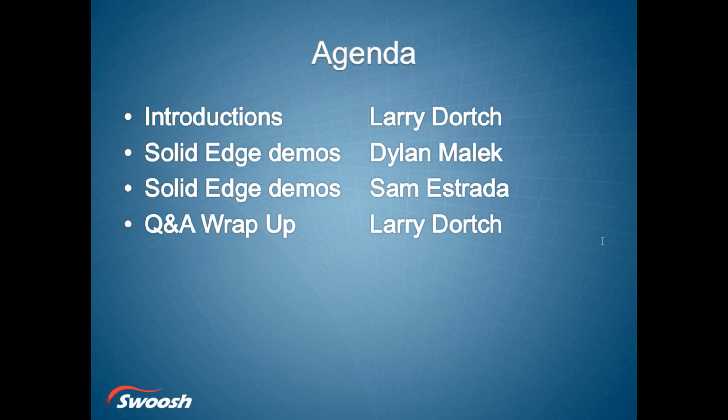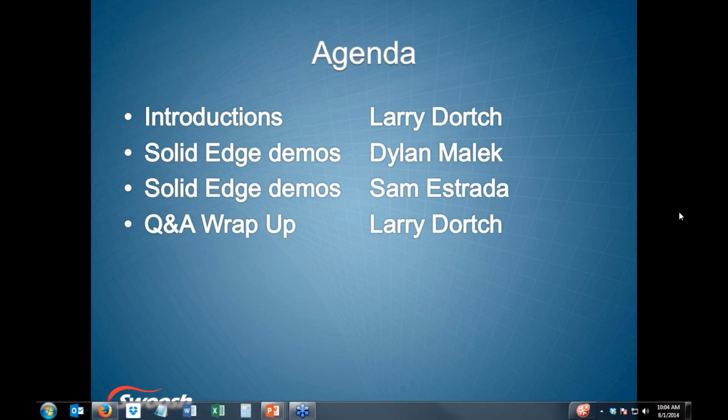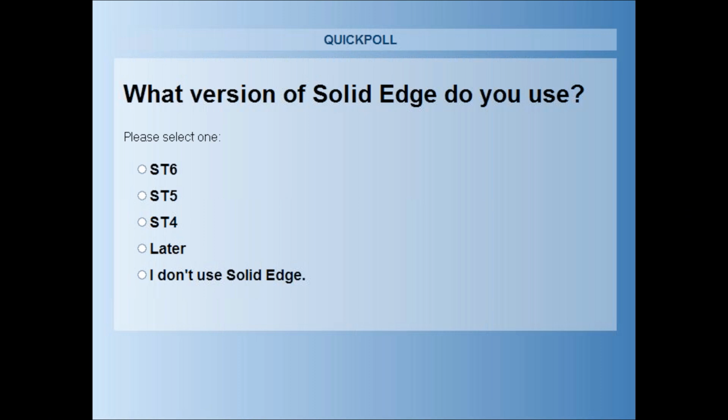Before we get started, though, we do want to ask a poll question, to understand the user level that we have online with us today. So you should see that popping up on your screen here if you haven't already. So it looks like we're getting quite a few votes in. I guess Dylan and Sam, you can see that on your end as well. Yep. We mostly got ST6, quite a few ST4 users online with us today. Okay, great.